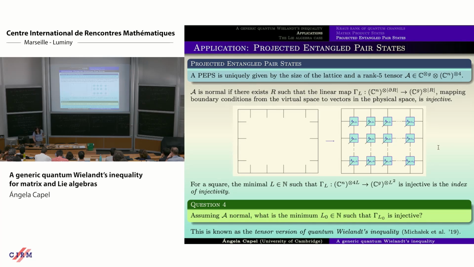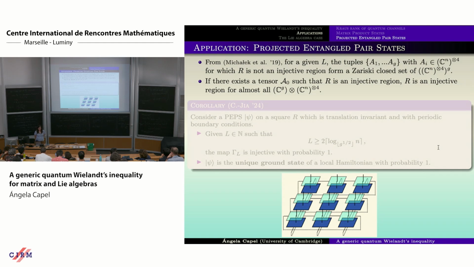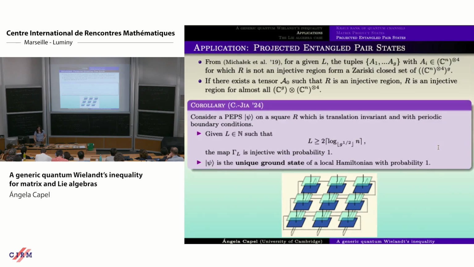And what was shown in this paper of 2019 that I'm mentioning here is that for a given L, the tuples given by the collection of matrices for which the region is not an injective region actually form a Zariski closed set of the total space. So that means that in the converse direction, if we have a tensor for which the region is an injective region, then that means that the region is going to be an injective region for almost all possible tensors. And that means essentially that it's enough for us to find one tensor for which a region that we construct is injective, and then we are done.